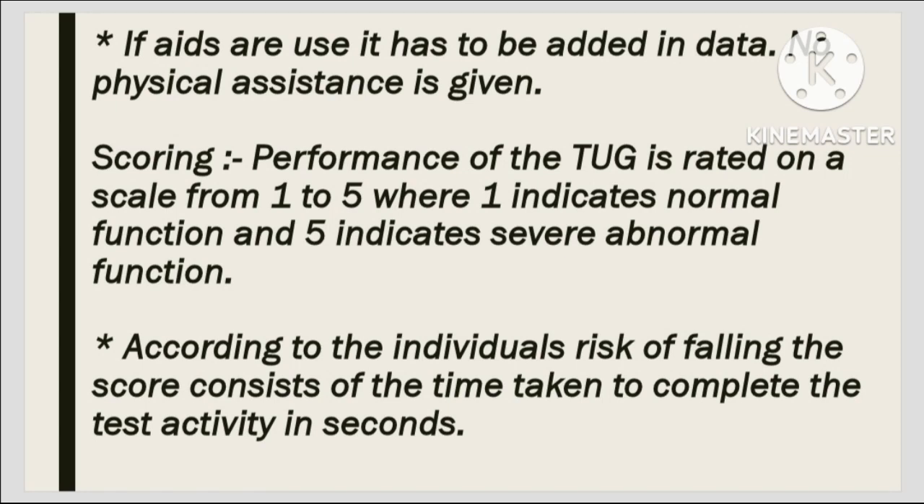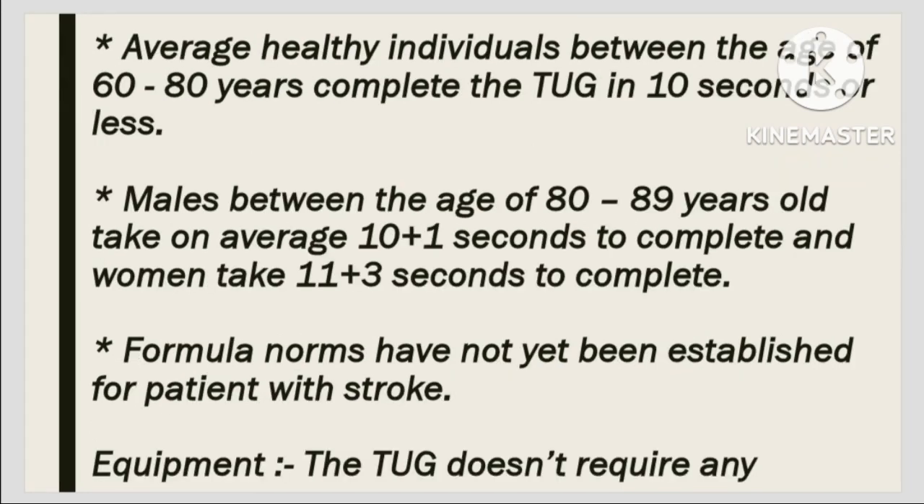Scoring. Performance of the TUG is rated on a scale from 1 to 5, where 1 indicates normal function and 5 indicates severely abnormal function. According to the individual's risk of falling, the score consists of the time taken to complete the test activity in seconds. Average healthy individuals between the ages of 60 to 80 years complete the TUG in 10 seconds or less.